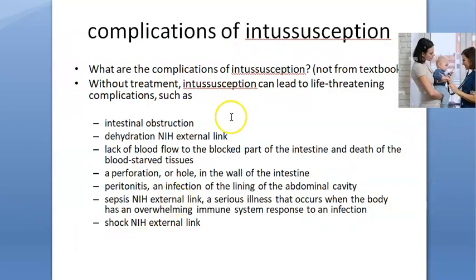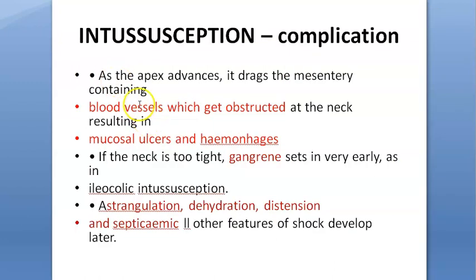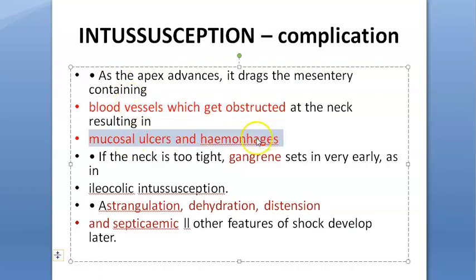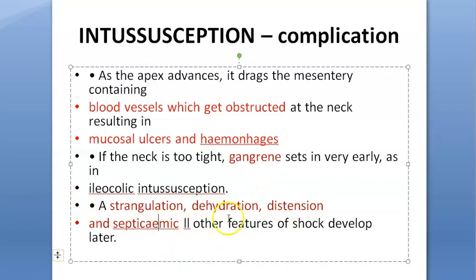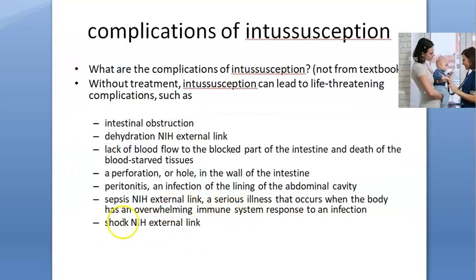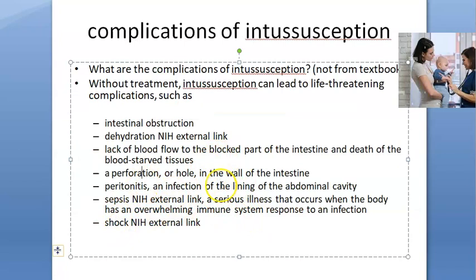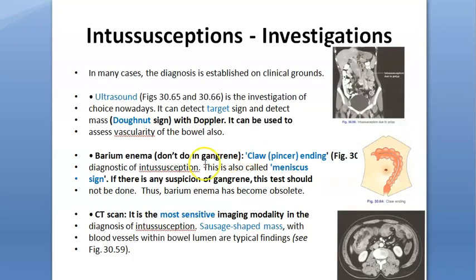That's a complication. So the complications we have shown you: the blood vessels can get obstructed, there can be mucosal ulcer, hemorrhage, gangrene, there can be strangulation, dehydration, distension, septicemia, etc. There can be shock, peritonitis, etc.